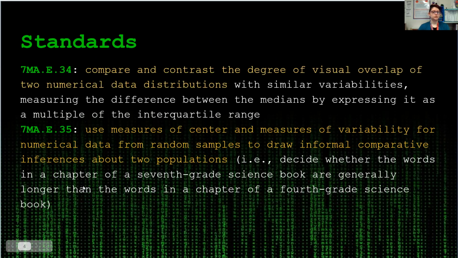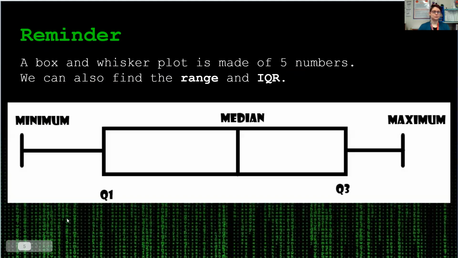There are two standards we're looking at here. Standard 7 MAE 34: compare and contrast the degree of visual overlap of two numeric data distributions. And standard 7 MAE 35: use measures of center and measures of variability for numerical data from random samples to draw informal comparative inferences about two populations. Lots of words, but you will see what that means when we get into practice.